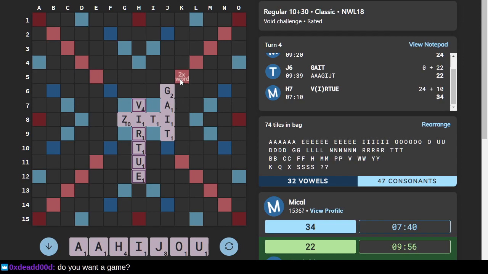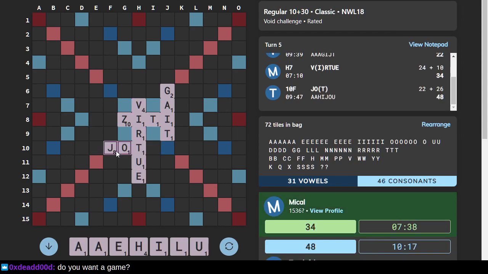All right, so I mean, this has got to be played. I have to get rid of the J. It's preventing me from using all my tiles, what's known as a bingo.